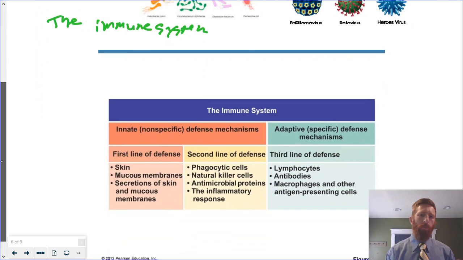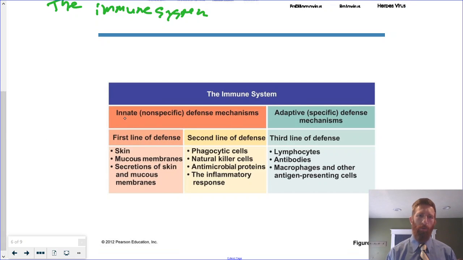So the immune system is broken up into 2 categories: the innate or the non-specific defense mechanism. So this is a defense against absolutely anything and everything. We're going to talk about this today. And then the adaptive or the specific immune system, that's going to be the next 2 or 3 videos. We're not going to get into that today. So today we're just going to look at the first and second lines of defense.